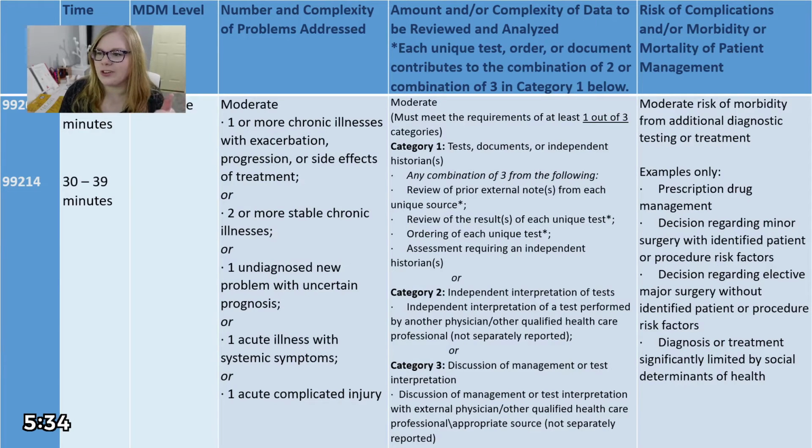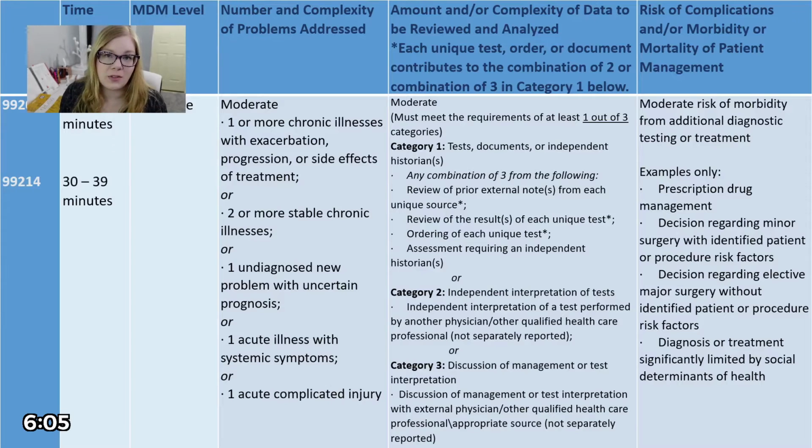It could be a decision regarding a minor surgery with identified patient or procedure risk factors, decision regarding elective major surgery without risk factors, or diagnosis or treatment significantly limited by social determinants of health. Social determinants of health can be found in your ICD-10-CM book under your Z codes. There are things like homelessness, poverty, inability to afford medication. It could even be that the patient has a really stressful work schedule that doesn't allow them to do things like take their insulin on time because maybe they're a truck driver and they're driving for long periods of time. And if that social status significantly limits their treatment options, you can count that as moderate level decision making under your risk of complications.